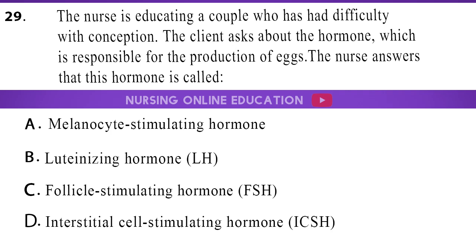29. The nurse is educating a couple who has had difficulty with conception. The client asks about the hormone which is responsible for the production of eggs. The nurse answers that this hormone is called A. Melanocyte-stimulating hormone, B. Luteinizing hormone, LH, C. Follicle-stimulating hormone, FSH, D. Interstitial cell-stimulating hormone, ICSH. The answer is option C, follicle-stimulating hormone, FSH.